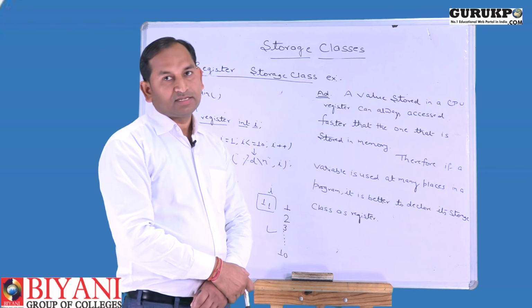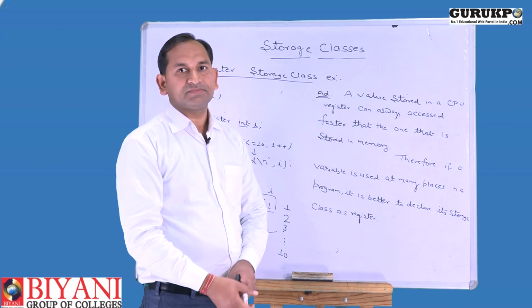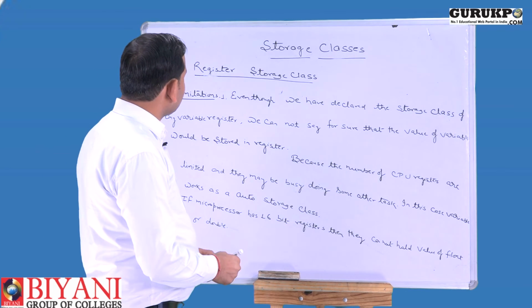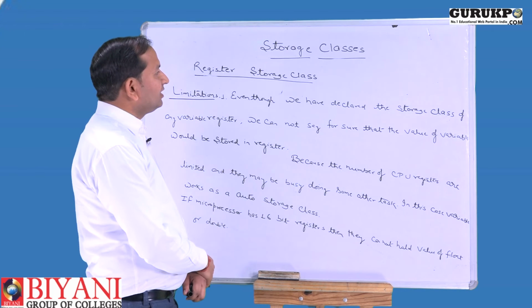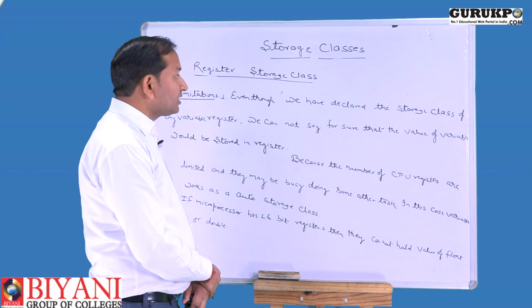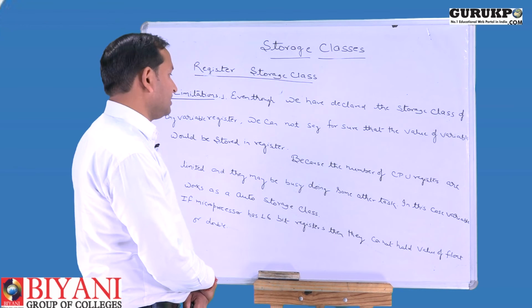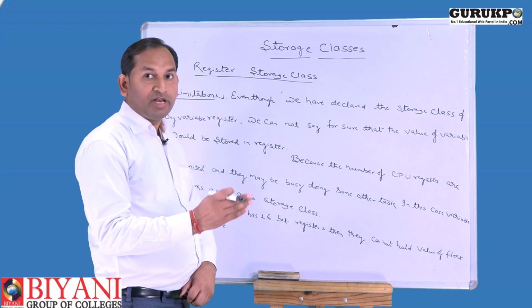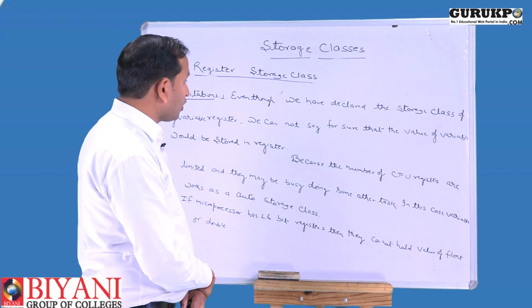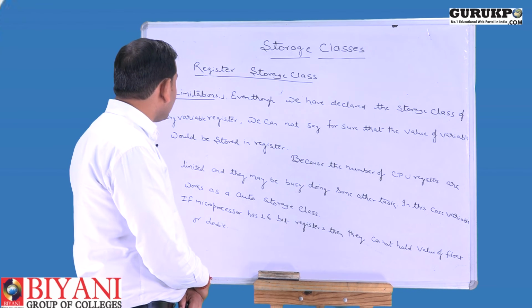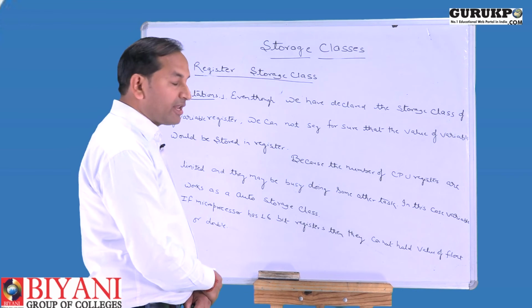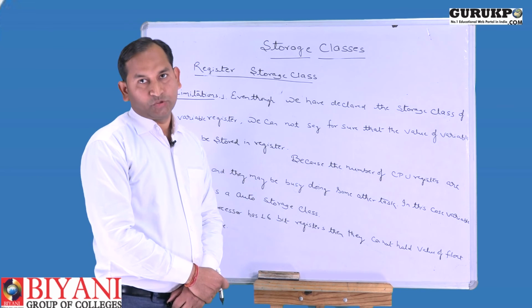Now we are going to discuss some limitations of register storage class. First limitation: even though we have declared the storage class of a variable as register, we cannot say for sure that the value of the variable would be stored in a register. There is no guarantee that the value of a variable will be stored in a register. This is because the number of CPU registers is always limited and they may be busy doing some other task. In this case, the variable will work just like an automatic storage class variable.